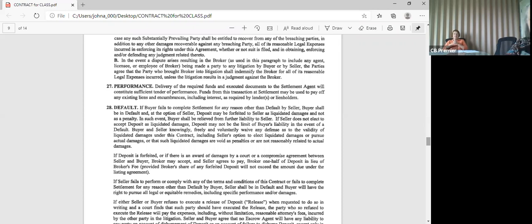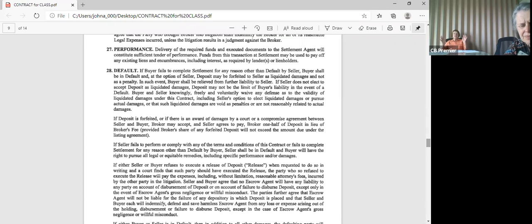Okay. Now, performance means that everything is going fine. All the funds have been delivered, executed documents to the settlement agent will constitute sufficient tender of performance. In other words, when you're at that table, the funds are there, and they get everything together, they go out and record, all that stuff. It's done and performance has happened.